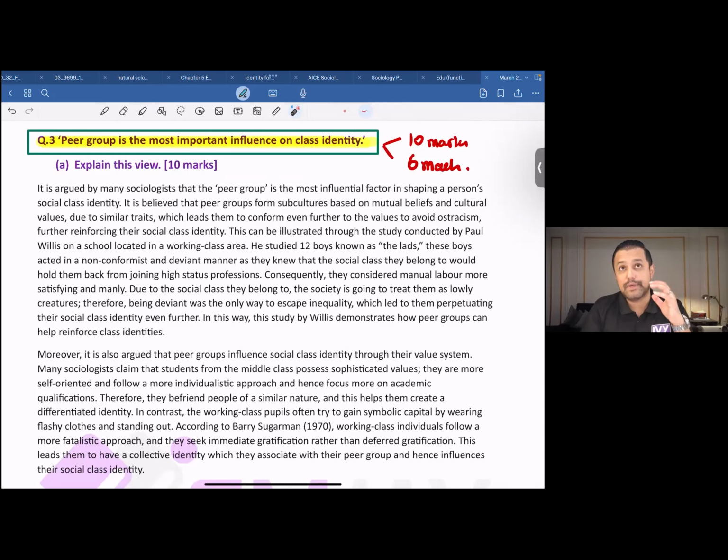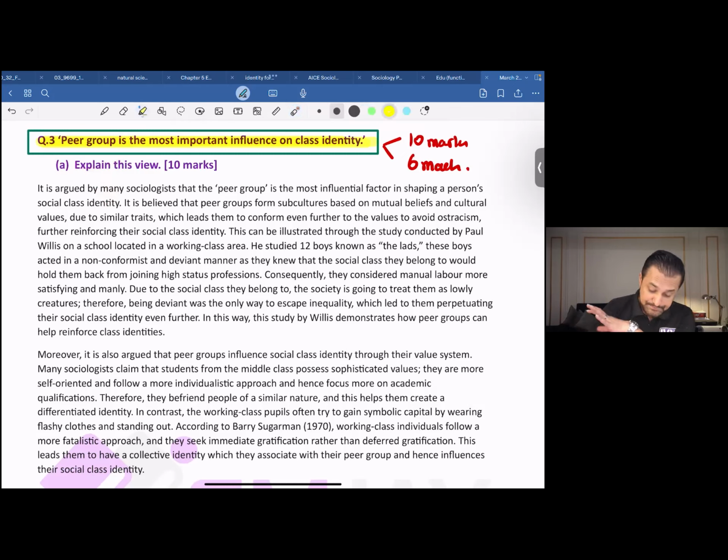Now, the statement over here reads that it is your peer group. What is the word peer group over here? I mean, peer group is the people of your own age, right? The people of your own age, they are the most important influence in terms of me defining what social class I belong to, right? If I talk about myself, the social class that I belong to, according to this statement, it is the peer group or the people of my own age. They're the ones who would play the most important role in terms of influencing my social class identity, right?